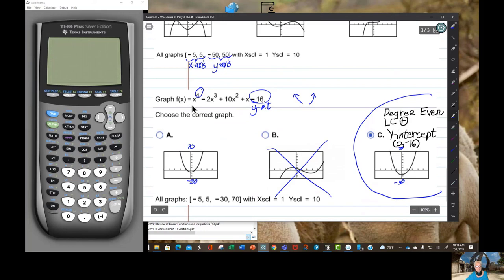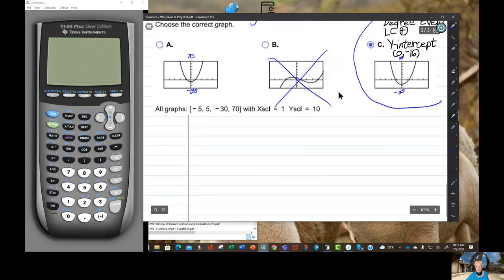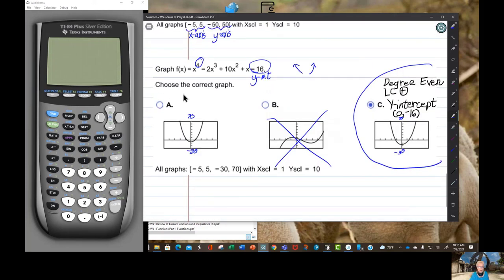Now, here we have f of x equals x to the 4th minus 2x to the 3rd plus 10x squared plus x minus 16. All we're looking at is the degree of the leading term. It's even. Goes up on the left, up on the right, and the y-intercept is negative 16. We have two graphs that go up on the left and up on the right. So the determiner of our answer is going to be the y-intercept.